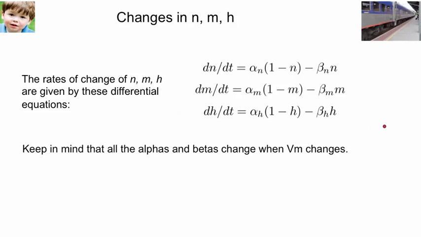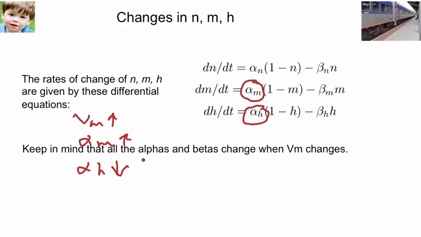That does not mean that the number of values are the same. Do not kid yourself. The actual number of values, for example, for alpha m, are entirely different than the number of values for alpha h. In fact, as Vm increases, Vm is going up, alpha m is going up, alpha h is going down.